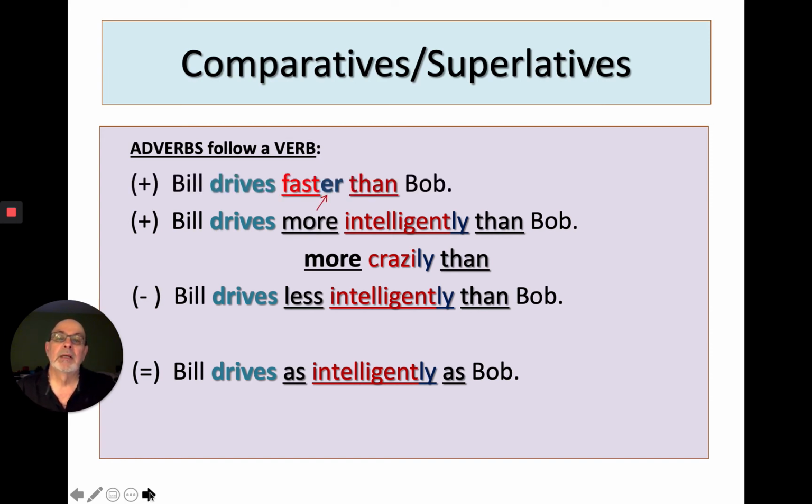Next, for the shortcut, fast and hard only. Okay, not 2-syllable words, but only fast and hard, because 2-syllable words now become 3-syllable. So Bill drives faster than Bob. There's no more. The more becomes -er, and Bill drives harder than Bob would be correct.